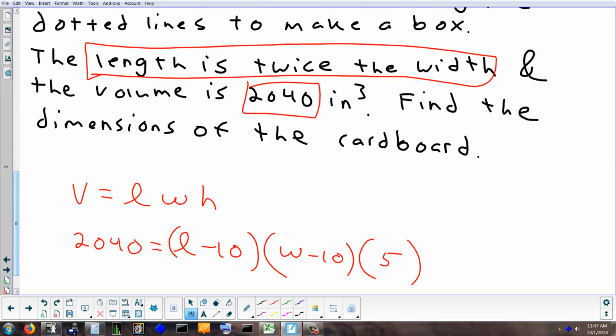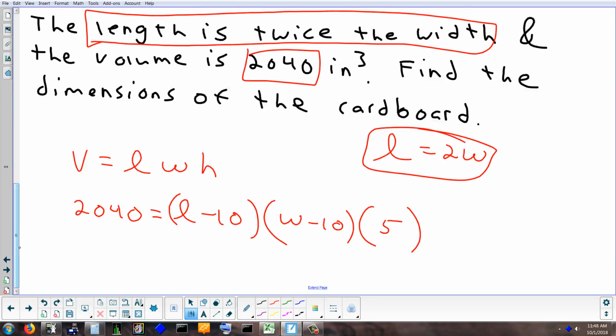The length is twice the width. So how would I write that as an equation? Length is twice width. Yeah. 2W equals L. Exactly. L equals 2W. Now, what could I do with the 2W so that I only have one variable in the bottom? Yeah. You would plug it into L. Plug it in.